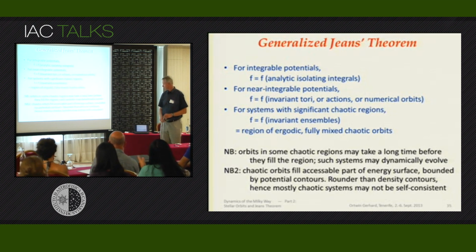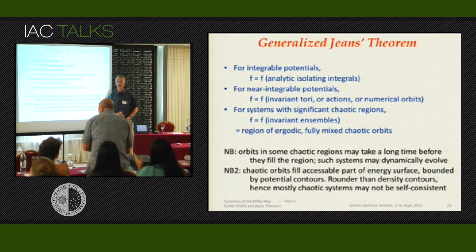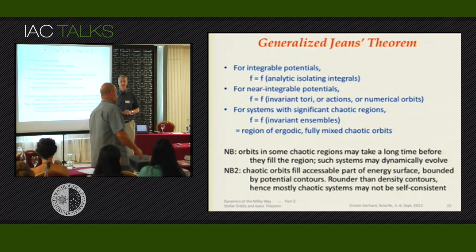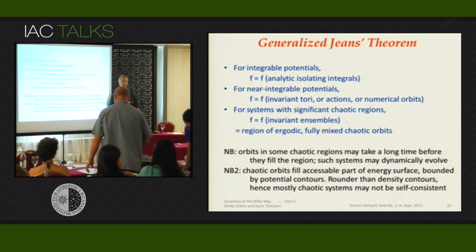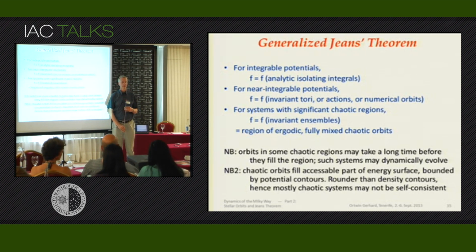Okay, I think I'm out of time, so I should stop. So this is a generalized Jeans' theorem. Now we have the tool to actually construct dynamical models of galaxies, which are basically distribution functions depending on those integrals or actions or orbits. And I will do that tomorrow. And then I want tomorrow to start discussing the galactic bulge.